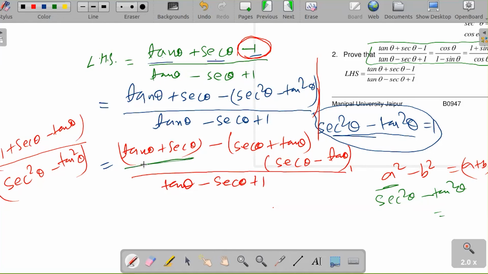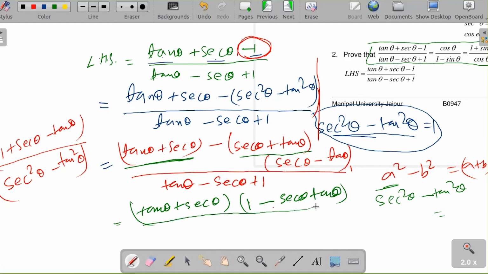Now the common term will be this plus term, so it will be tan plus sec, and what will remain? 1 minus, and due to this minus sign, it will be minus 1 into sec, that is minus sec theta, and this minus into minus will be plus tan theta, and all divided by tan theta minus sec theta plus 1.